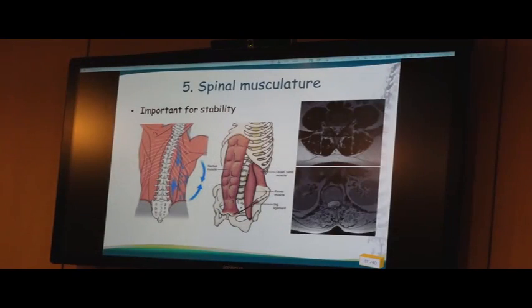And spinal musculature is very important for stability. As you see at the right, here below, we see a lot of this in our patients. These patients have lost a lot of muscles, and this negatively affects spinal stability.